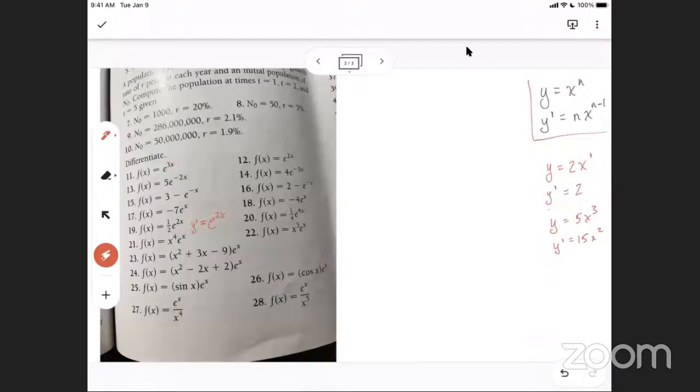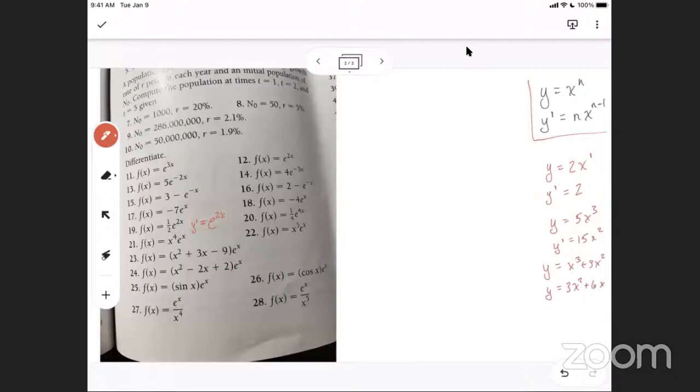But if it was something like this, that same rule applies. You take the exponent, you drop it down and multiply by the coefficient, and then you reduce the exponent by 1. So if your function was x cubed plus 3x squared, then your derivative, you can do it for each one of those. It would be 3x squared plus 6x.